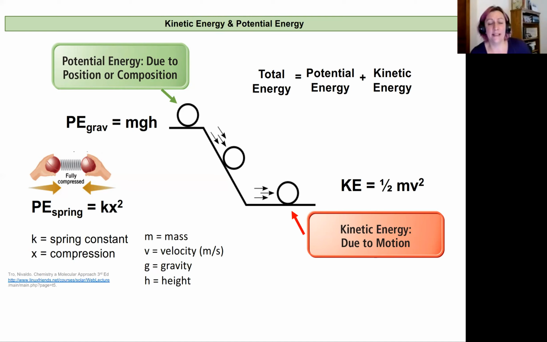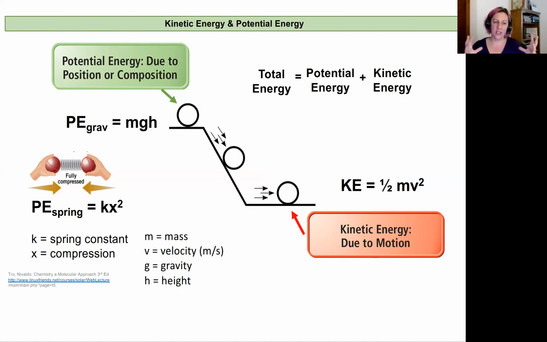Potential energy is equal to the mass times the force of gravity times the height it is up off of the ground. Whereas kinetic energy is 1/2 times the mass times the velocity squared of the object. So how quickly it's moving.